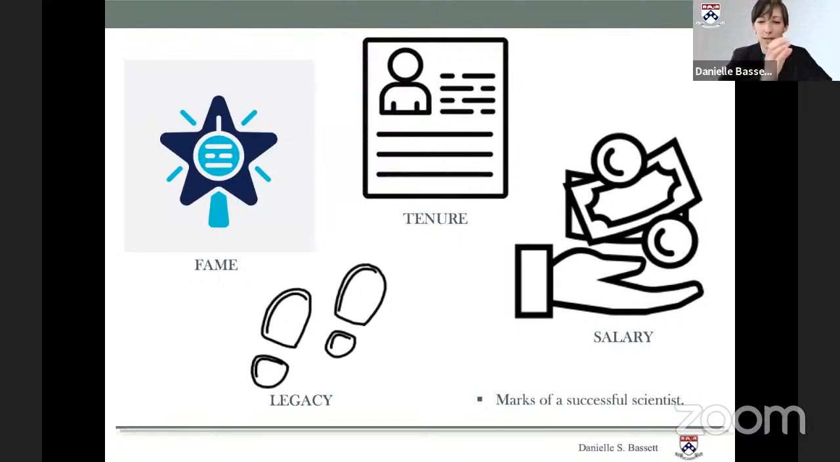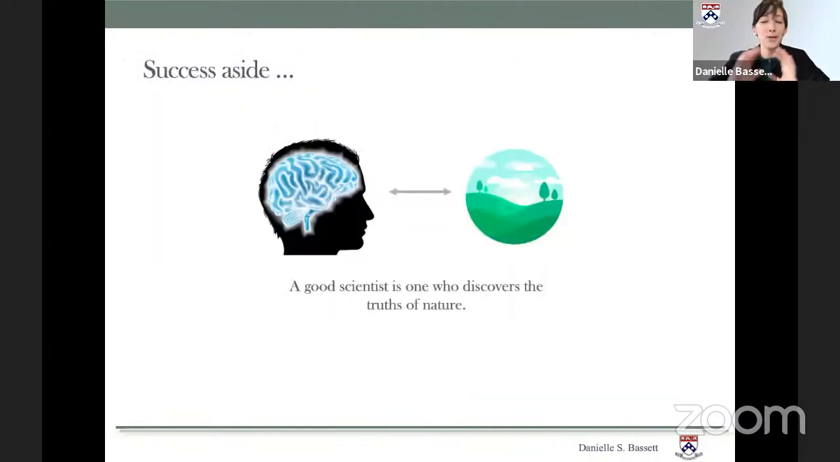Is being a successful scientist the same as being a good scientist? And I hope that many of you would agree that they're not the same thing. And I'm not using good in the sense of moral. I'm using good in a different sense. So I want to put success aside and say, what is a good scientist?